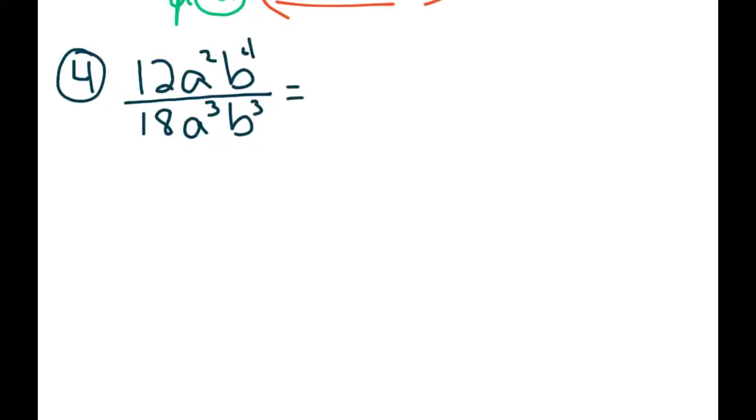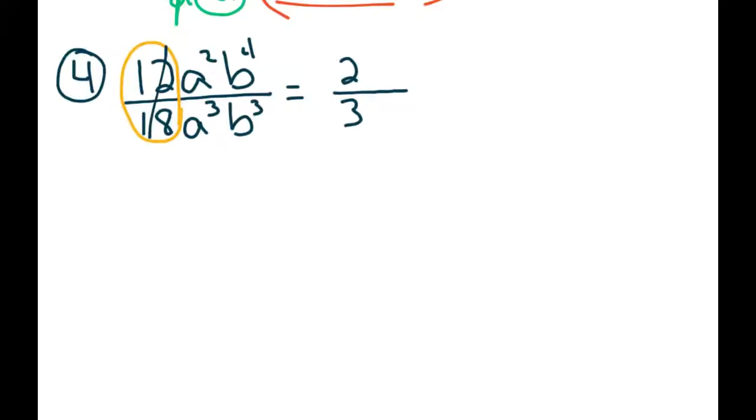Okay, starting out the same way I have been the whole time. Looking at my numbers first. 12 over 18, greatest common factor there is 6. So 6 will go into 12 2 times. 6 will go into 18 3 times.